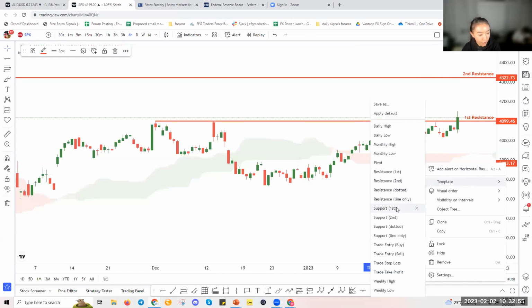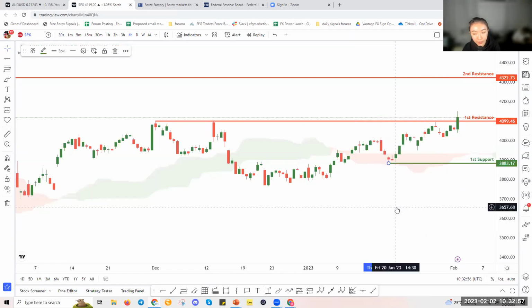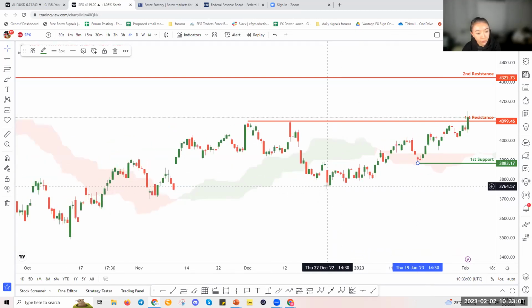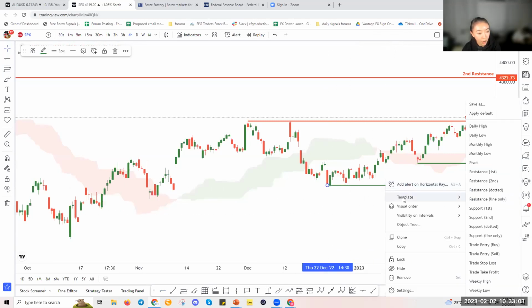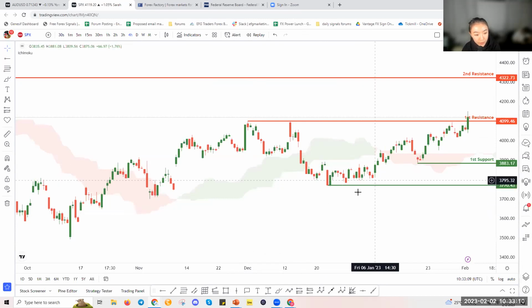At the price of 3883. So if you want to put your second support level, you may also put it at this price of 3770.